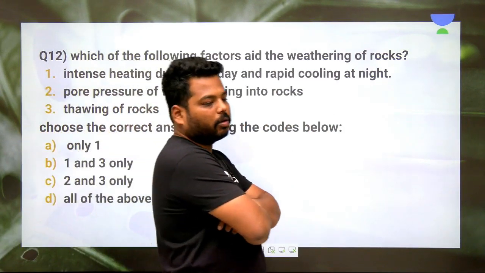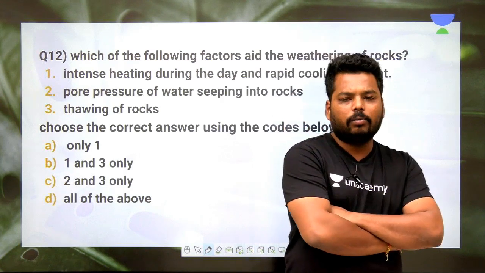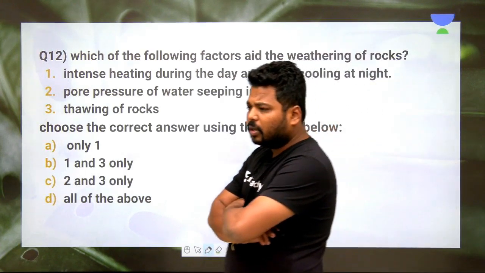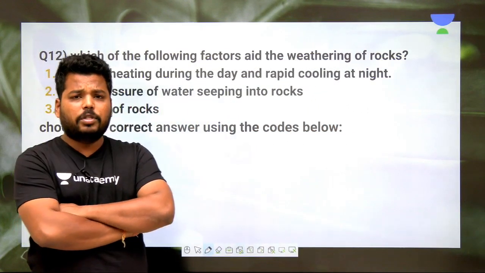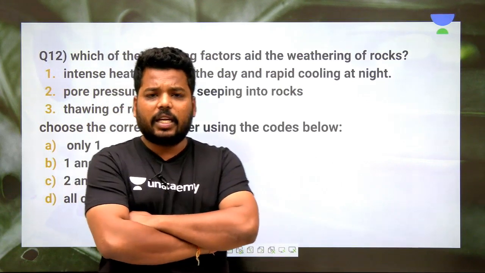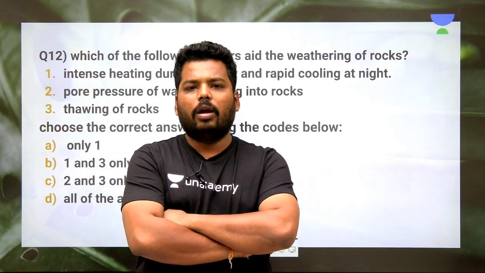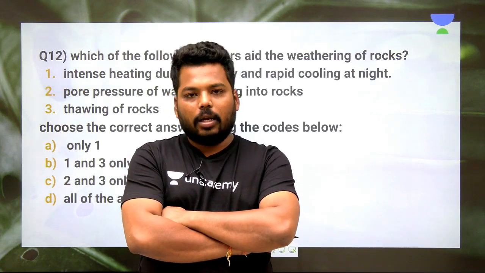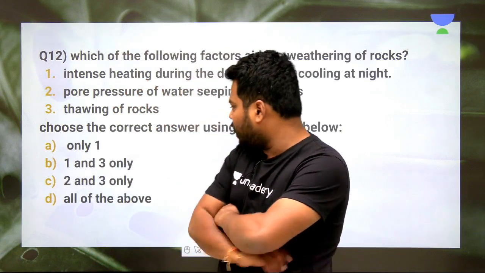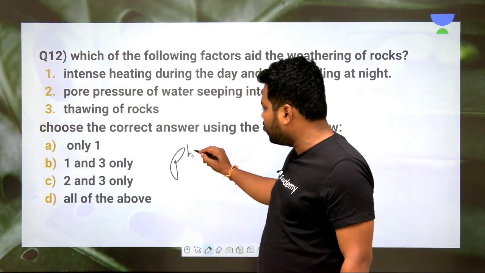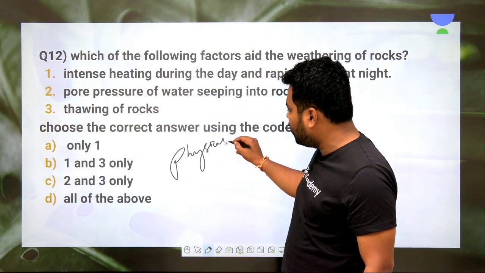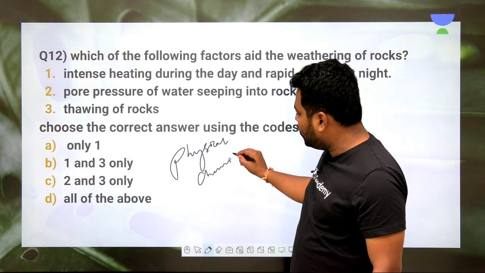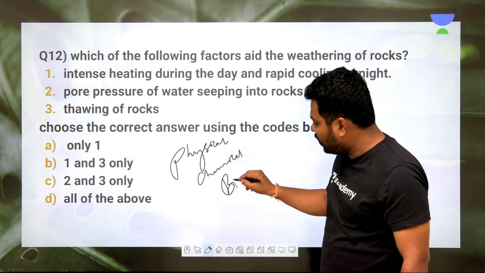So, weathering of rocks. What is weathering? It is disintegration and decomposition of rock because of external forces. That is called weathering. Clear? And weathering can happen in 3 different ways. We may have physical weathering, chemical weathering, and biological weathering.